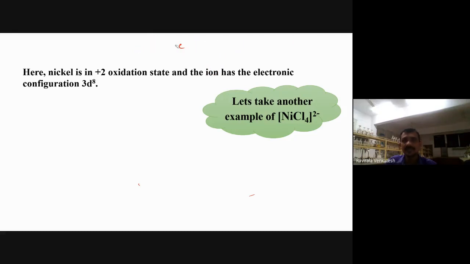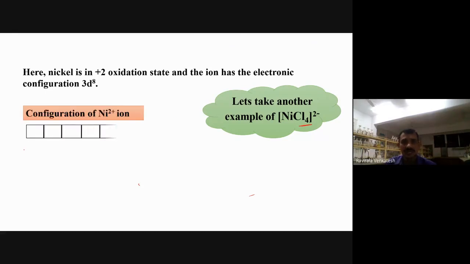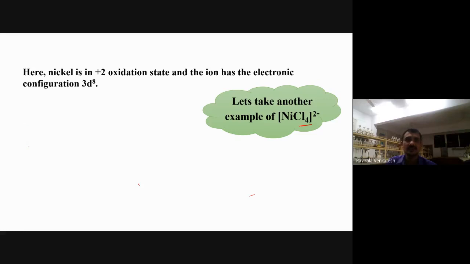Let me take nickel tetrachloride. Here only 4 ligands are there. Coordination number is 4. First of all, you find out the oxidation state of nickel. Again I am explaining this. Write down nickel. How many chlorines are there? 4 chlorines. The charge of chlorine will be -1, so the overall charge will be -4 plus the nickel charge, which will be +2.